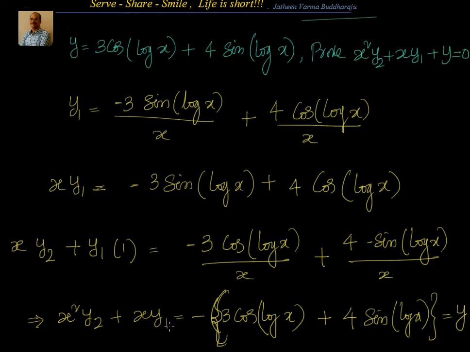So x square y2 plus x y1 equal to minus y, or can I go ahead and say x square y2 plus x y1 plus y equal to 0.